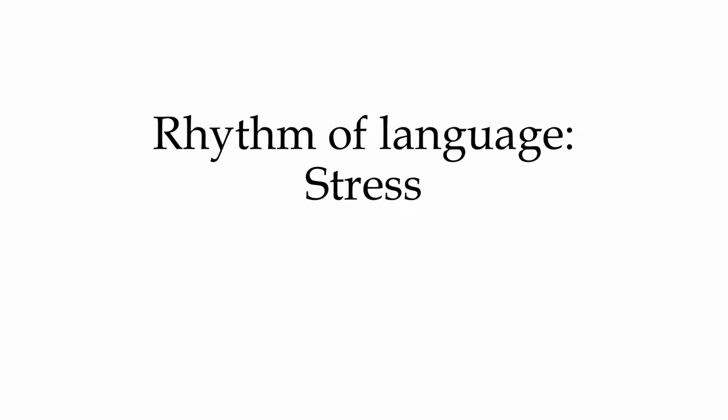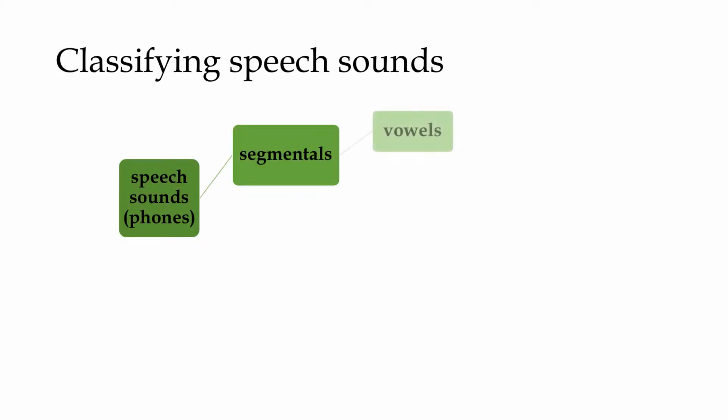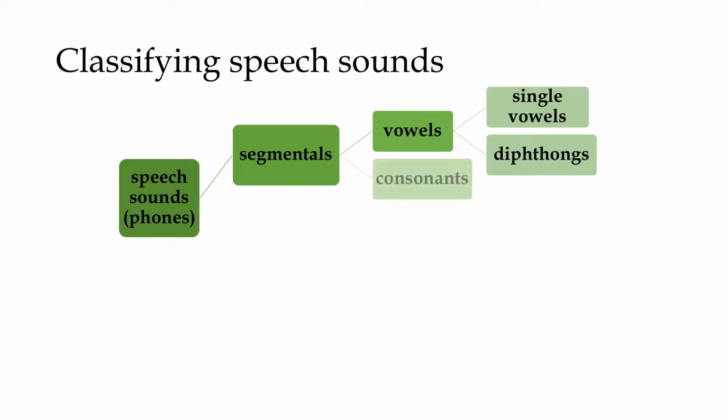In this video, we'll talk about the rhythm of language, which basically is talking about stress. So we talked a little bit before about how we could classify overall speech sounds into segmentals and suprasegmentals. How many segments a word would be divided into can be divided into vowels, which are single vowels and diphthongs, and then consonants.